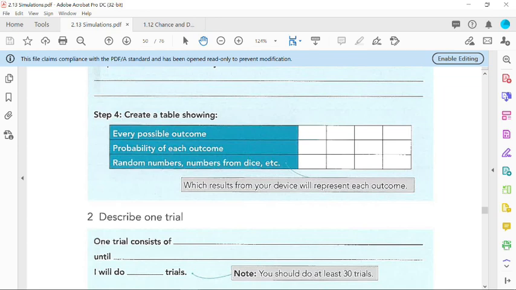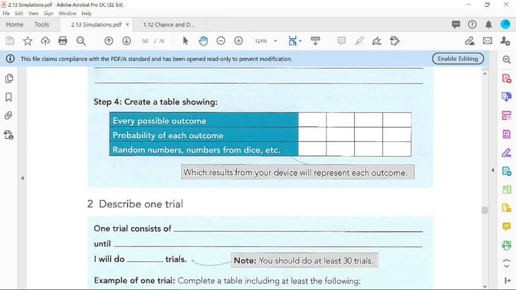You will write the probability for each outcome. Right? So that was like 4/10, 3/10, 2/10, 1/10, whatever. So make sure that they're all in there. We've done that one a lot. Then you're going to write down the random numbers that go with each one, right? Which results from your device will represent each outcome.